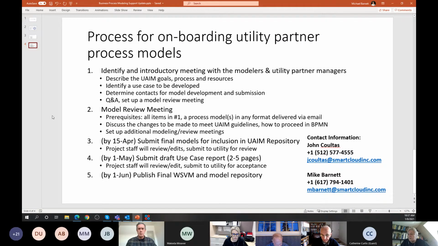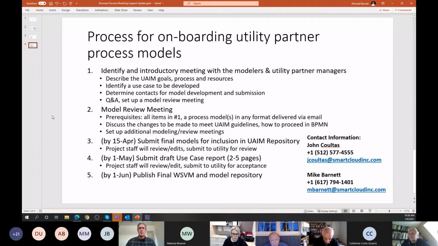And John will manage all of this stick handling of these reports or these models. Then in the May timeframe, we want to get these use case reports done. These are not long documents. They're meant to be summaries. So they're 2 to 5 pages. Typically 5 is a long one. But we don't want to limit you.